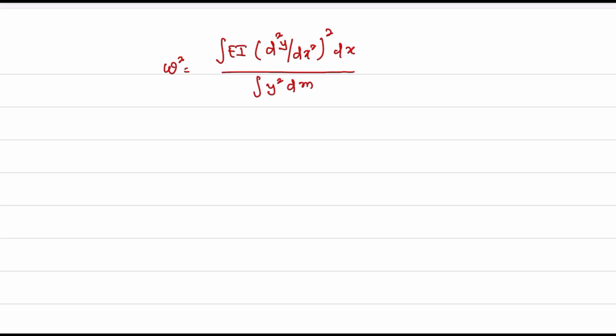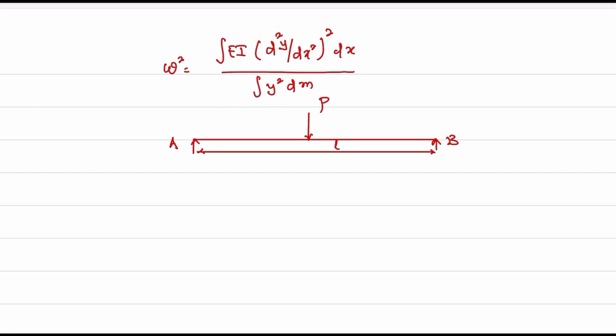Here, in the case of a simply supported beam, the geometry will be like this. These are support reactions, and this is the central load P, and this is the length of the beam L. From one end, if you take a distance, the shape of the deflection curve will be like this.